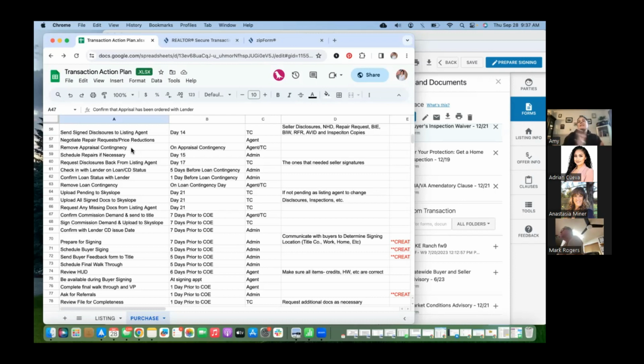And I recommend doing that as soon as possible. Don't wait until the contingency removal date if you know you're going to need an extension of something. It just comes across as shady. So try to do it as far in advance as possible, and then back it up with your reason. Like, hey, here's proof that we ordered it on day 3.